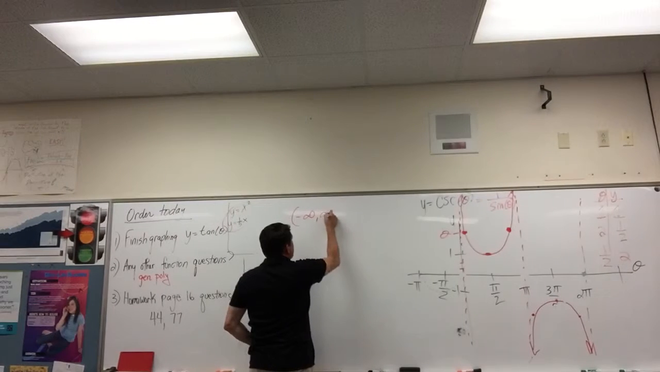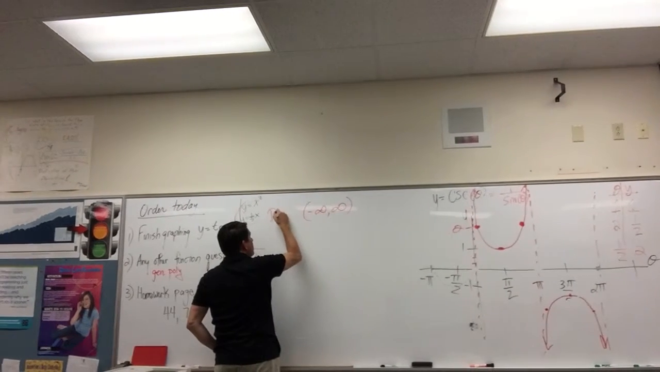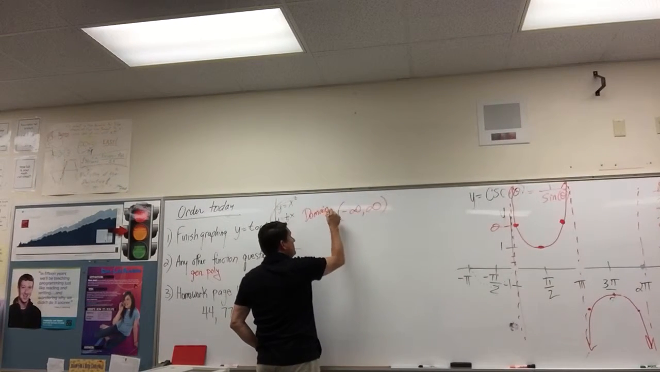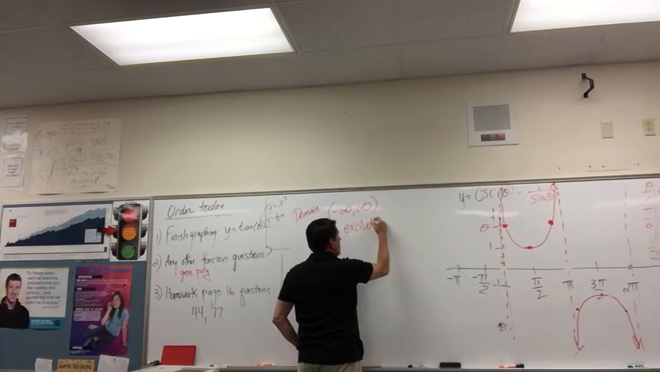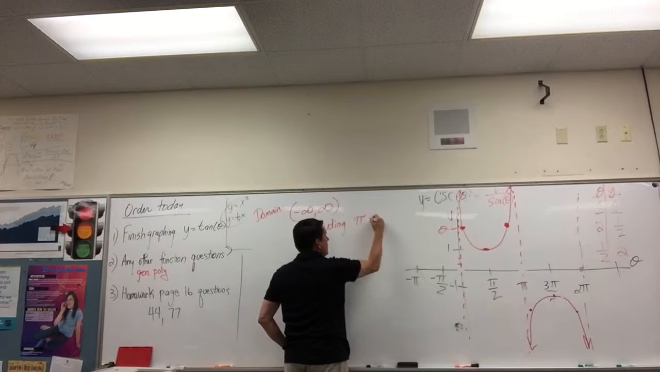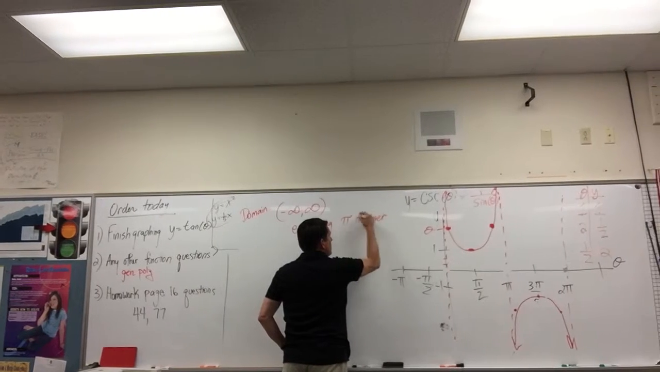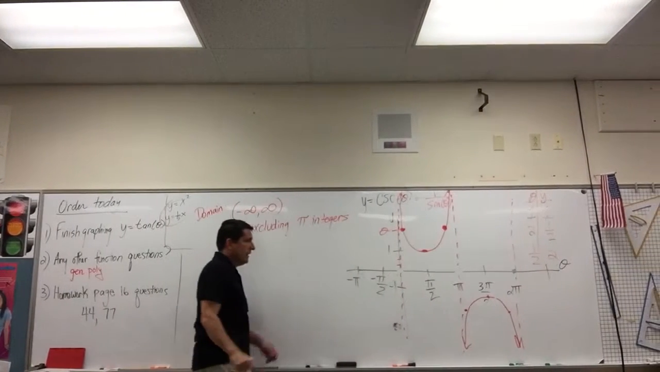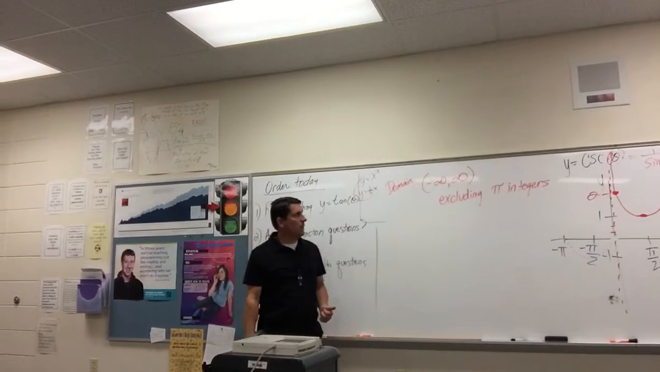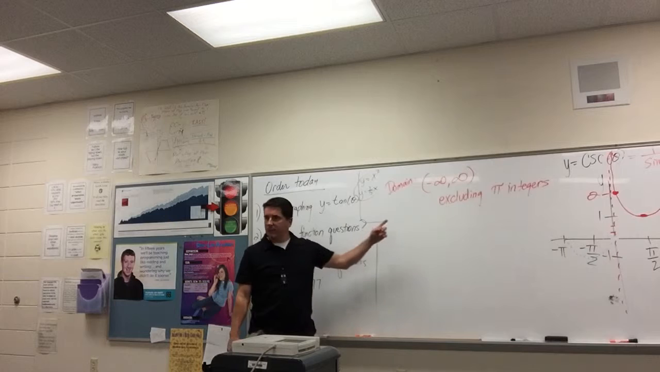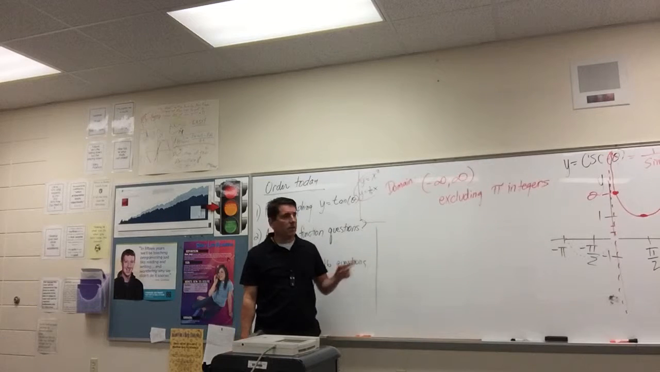Negative infinity to positive infinity, and this is the domain we're talking about. And then what? Excluding all pi integers. Pi integers: 1 pi, 2 pi, 3 pi. Okay. Everybody get what he's saying? Okay. You think that's mathematically correct?